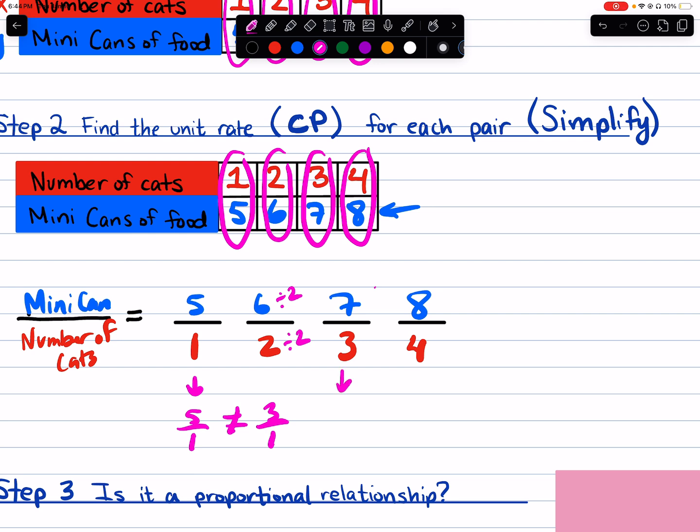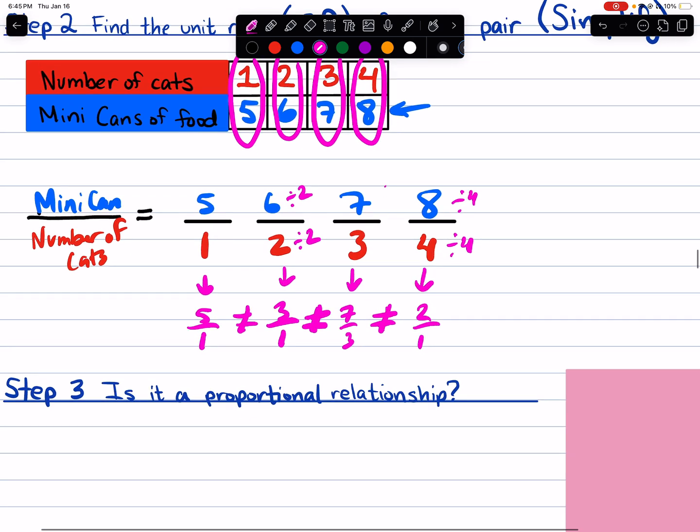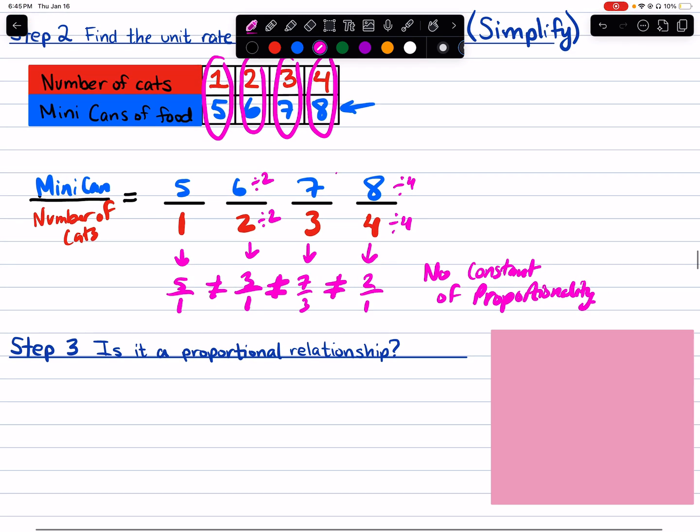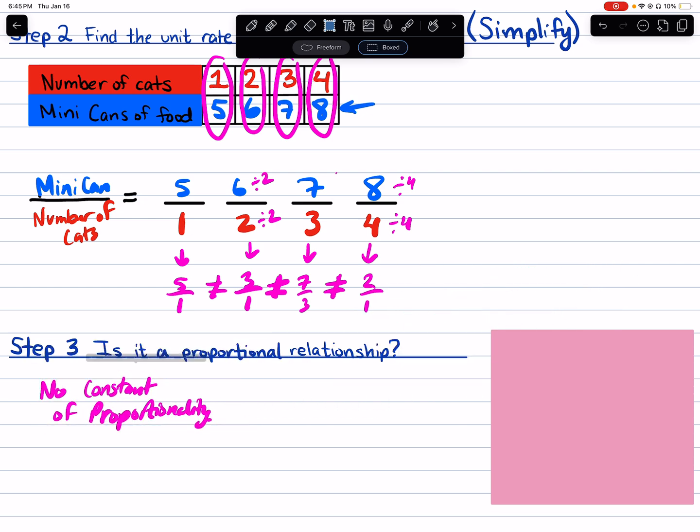This one is already not able to be simplified. This one is able to be simplified. Divide by 4, 2 over 1. They're not equal to each other at all. Even if 2 numbers were equal, it still wouldn't work, because they all need to be equal. So there's no constant of proportionality. This is not proportional.